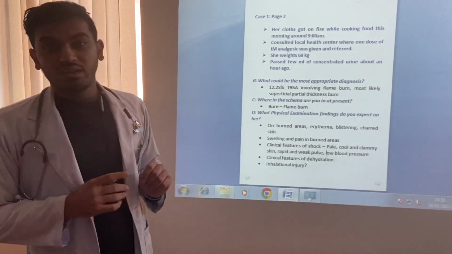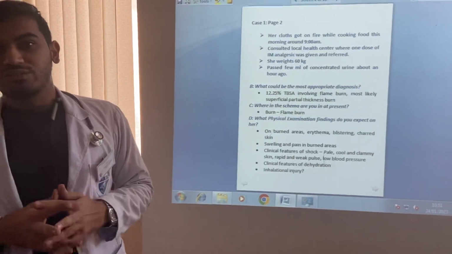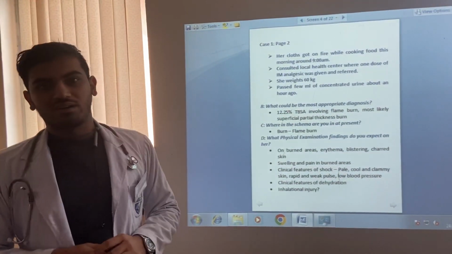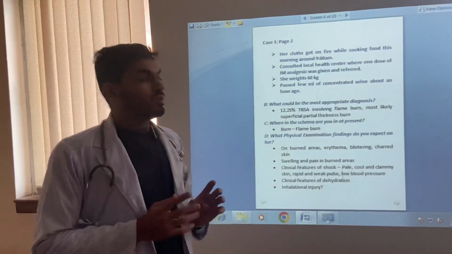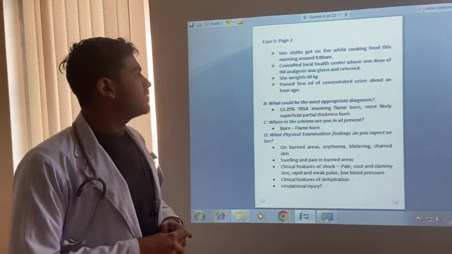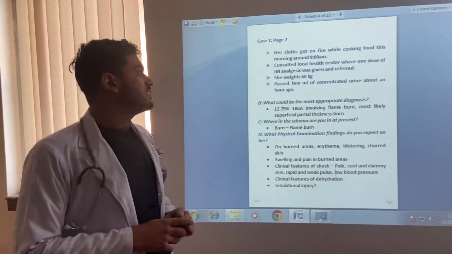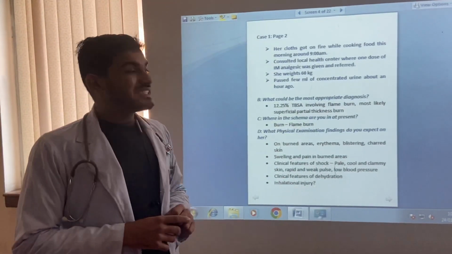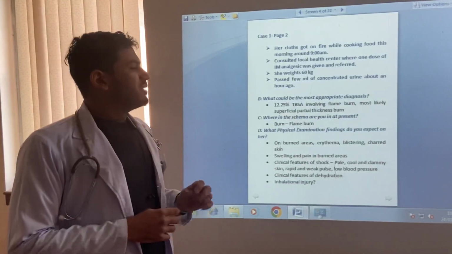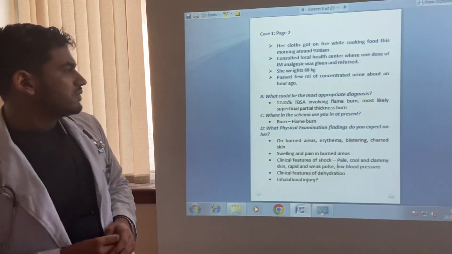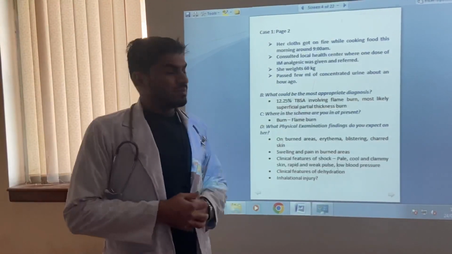Other information in the case is that her clothes caught fire while cooking food this morning around 9 a.m., and she was taken to the hospital at 2 p.m. At 9 a.m. she got the burn and consulted the local health center, where one dose of intramuscular analgesic was given and she was referred to the hospital. Her weight is 60 kg and she passed a few milliliters of concentrated urine about an hour ago. So what could be the most appropriate diagnosis?